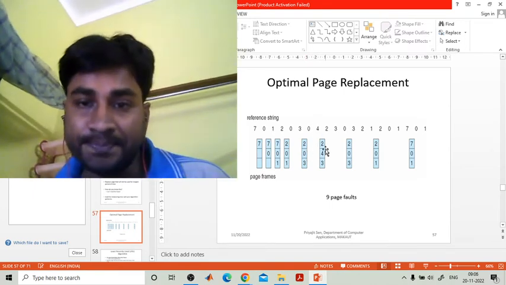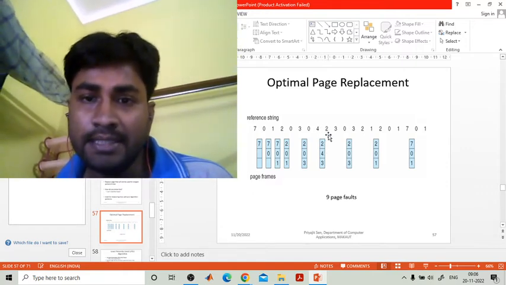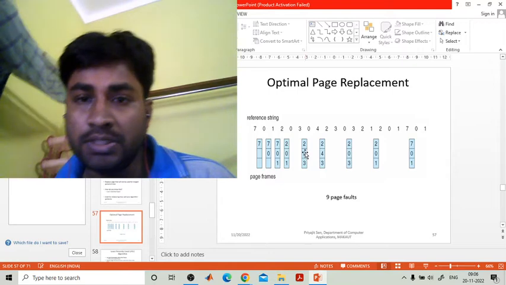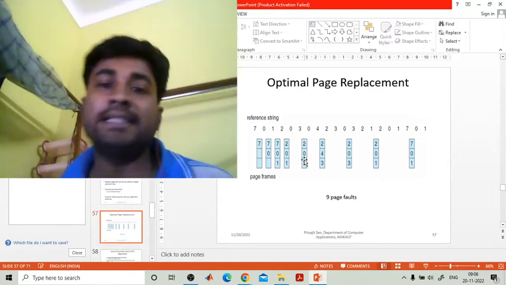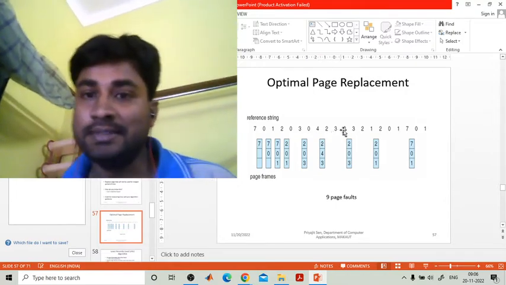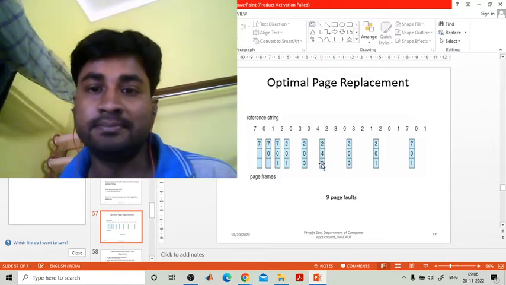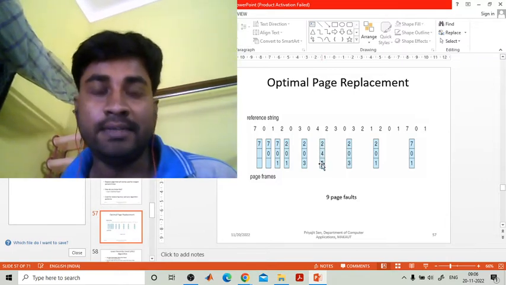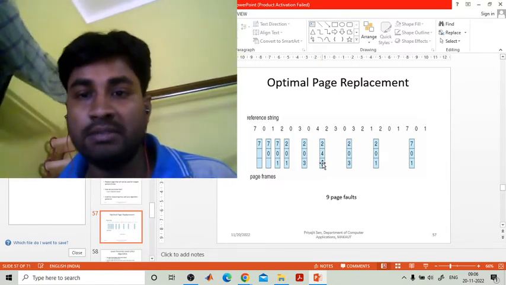4 is coming here. Now 4 will replace what? Among these 2 0 and 3, which is the farthest one after 4? 0. Therefore 0 will be replaced with 4. So 2 4 3. Are you getting it or not? Yes, sir. Next, 2 and 3 are found here, so it is not a page fault.